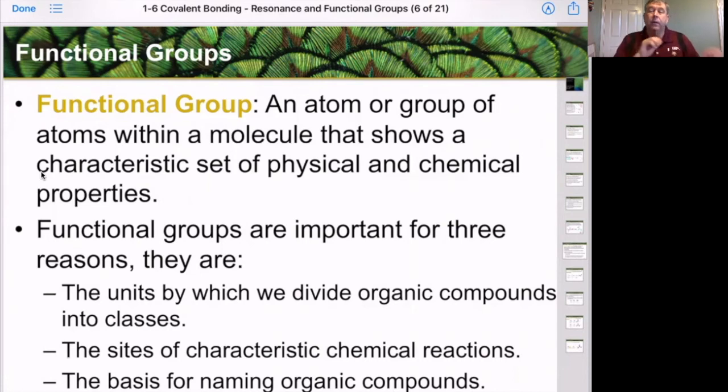Now, by hooking them up in different configurations, we end up with different reactivities. We have different compounds, they have different properties. And since we can hook them up differently, we have to start naming them different things. So when they're hooked up a different way, we call them different compounds. And those different types of compounds have what we call functional groups.